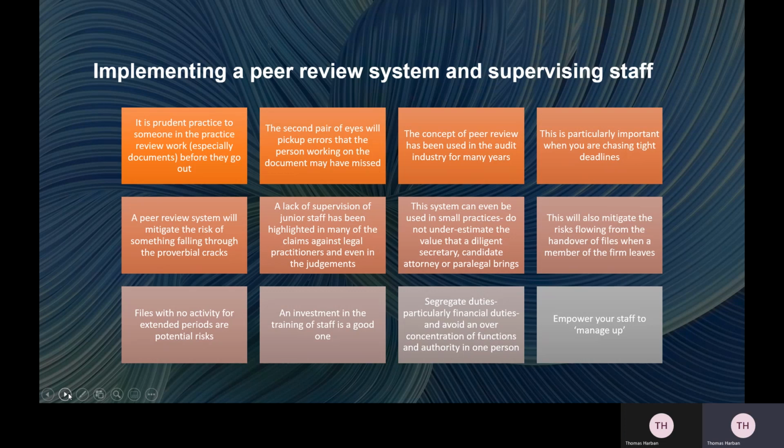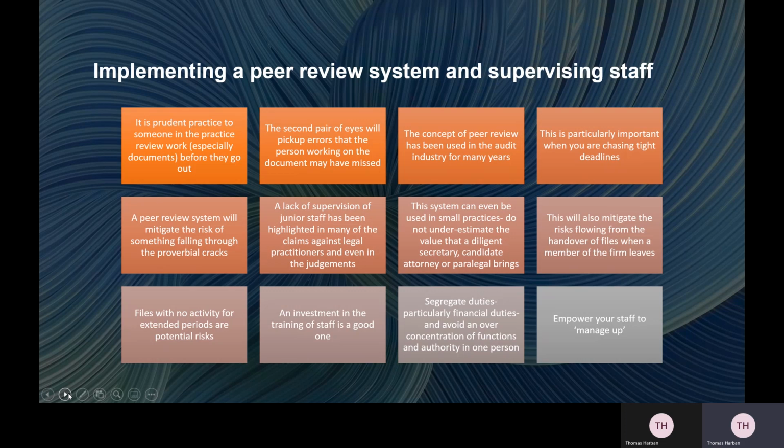It's the same principle that we are advocating for law firms. This will help, because having a second pair of eyes look at your work before it goes out can give you the assurance, at least, that if you've missed something, somebody else can pick it up. It also assists when you are chasing tight deadlines and trying to get documents out. You may miss something that somebody else will pick up.